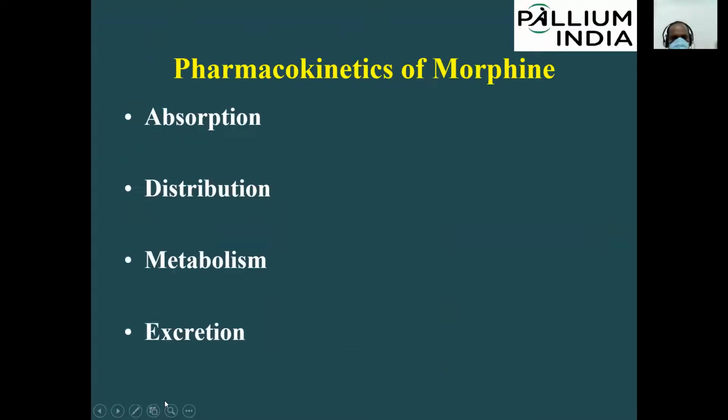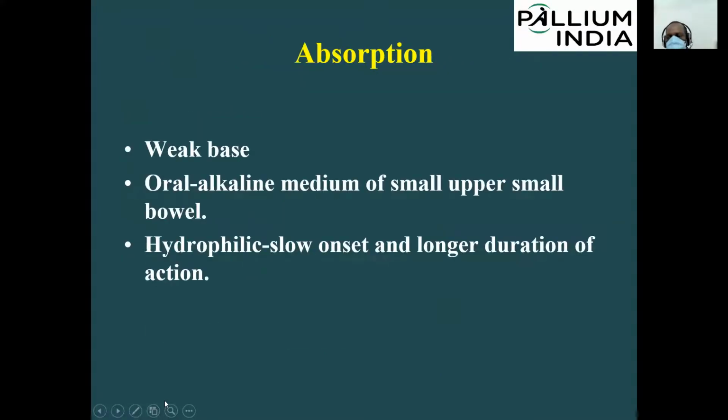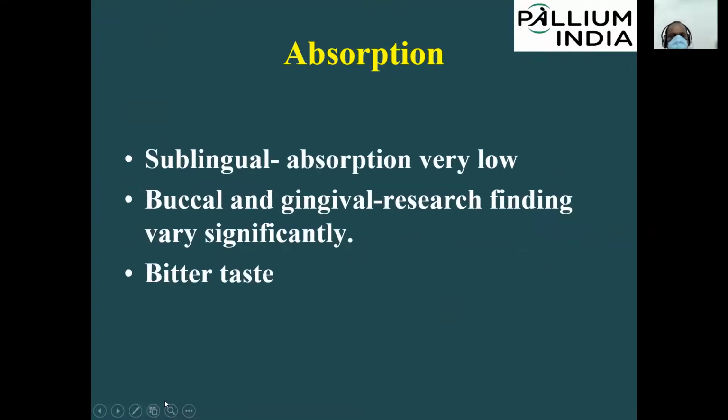And what happens when you take morphine orally? It is absorbed from the upper small intestine. And morphine is water soluble. So because of that property, it has a slow onset of action, but longer duration of action. It has a duration of action of 4 hours, but it will take some time to act. So these are a few important points which you need to understand.